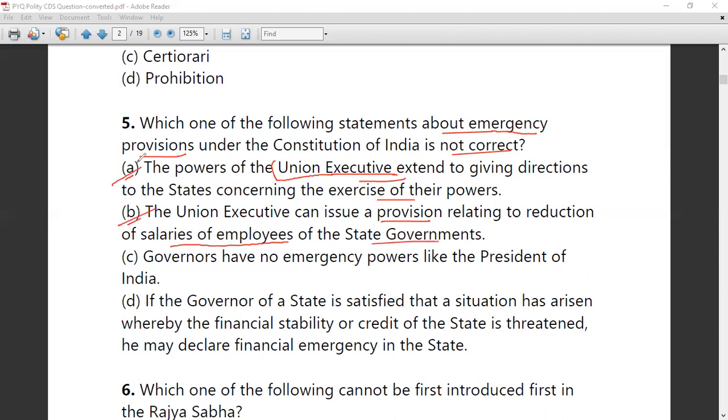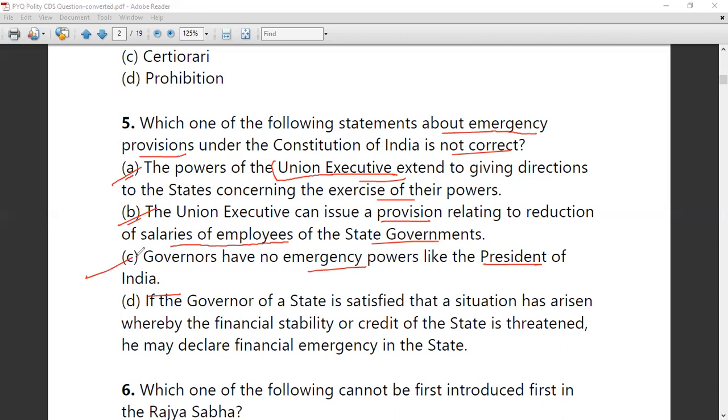So in an emergency, Parliament has more power to deal with emergencies. So here you can see the Union Executive can issue a provision relating to reduction of salaries of employees of the state governments. So statement B is also correct. Governors have no emergency powers like the President of India. That is also correct. An emergency can be implemented in a country only with due permission of the President of India, and that should be finalized and sanctioned by the cabinet ministers.